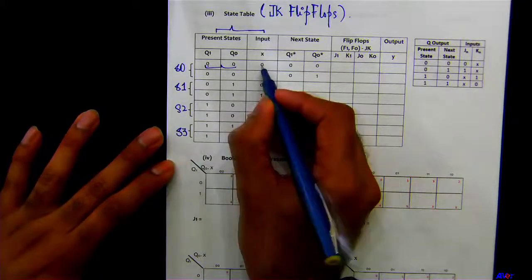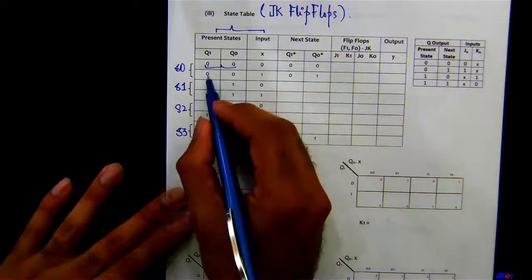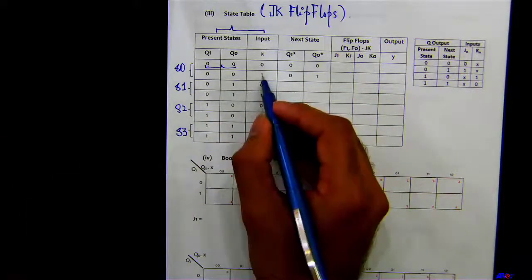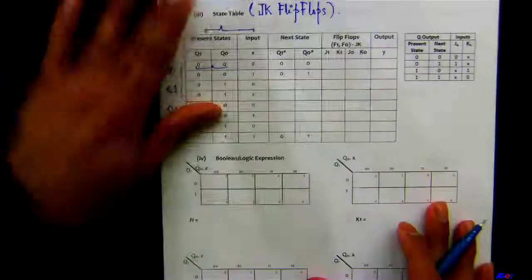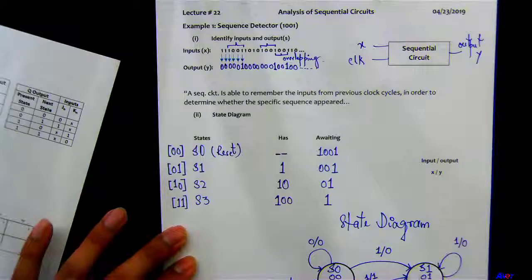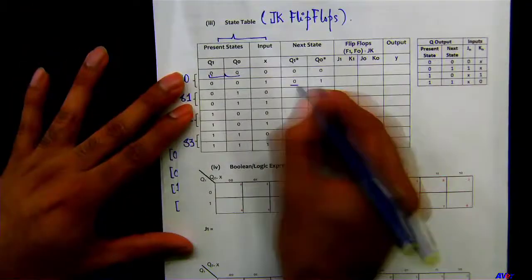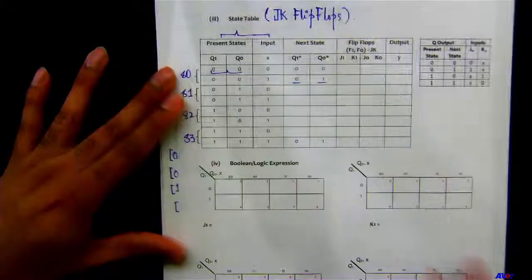Input is 0. What is going to be the next state? It's going to stay there, 0, 0, right? Present state is again 0, 0. 1 comes in. It's going to go to 1. When 1 came in, it went from S0 to S1, which is 0, 1. So we have 0, 1 here. Now we need to fill the rest.